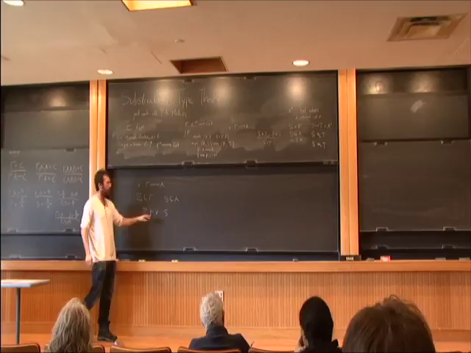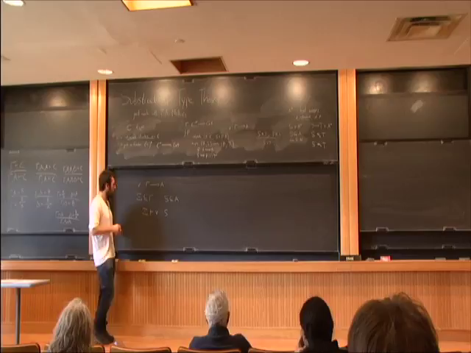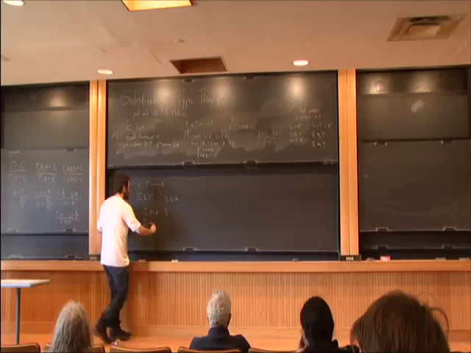But so now what is this thing? How do you interpret this thing? Well, this is just a map in the Grothendieck deconstruction. So this is just a map from C to V star S.